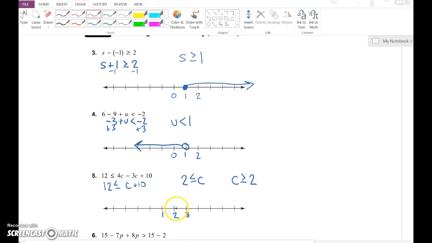This is greater than or equals. So your equal means you fill in the 2, because the answer can be 2. 2 would be equal to 2. And it can be anything greater. So your arrow is going off in that direction. And really your arrows should be on the number line. I make mine a little bit above, and I would suggest you do too, so that you don't have to spend a lot of time really darkening it in, and you can tell the difference in your line and the actual number line.